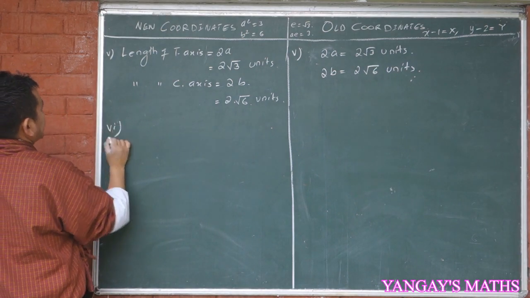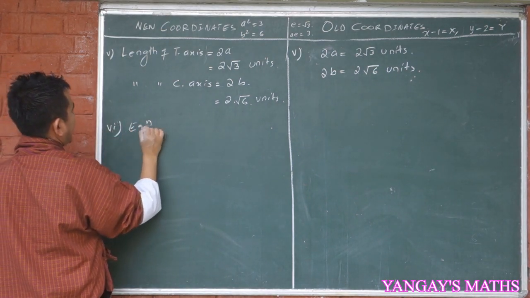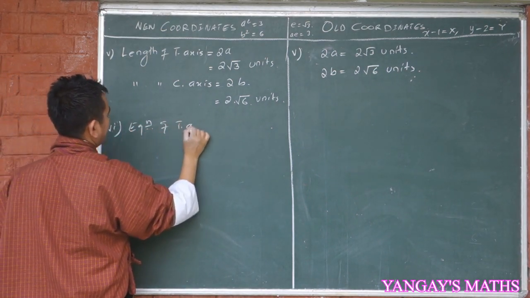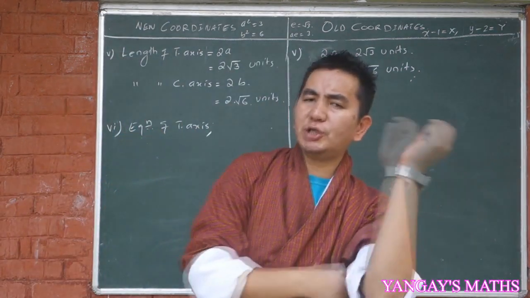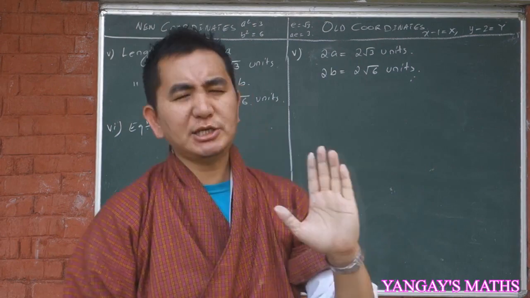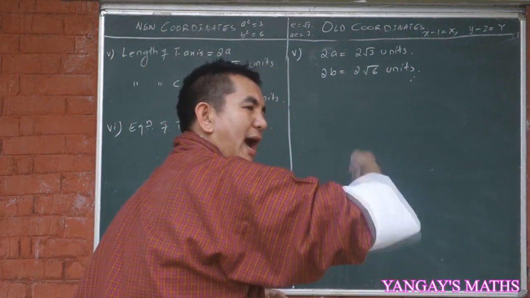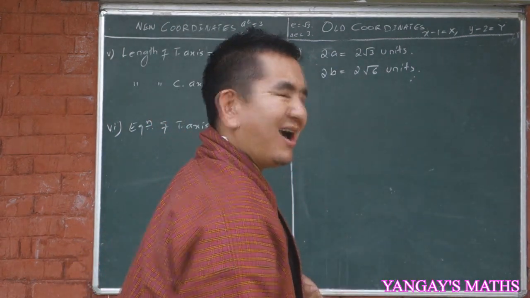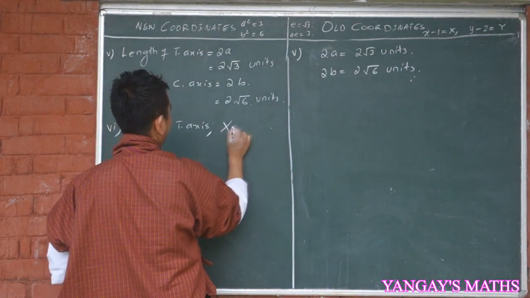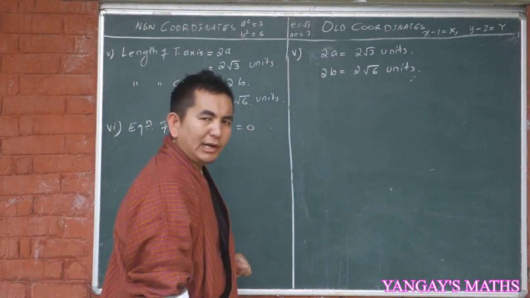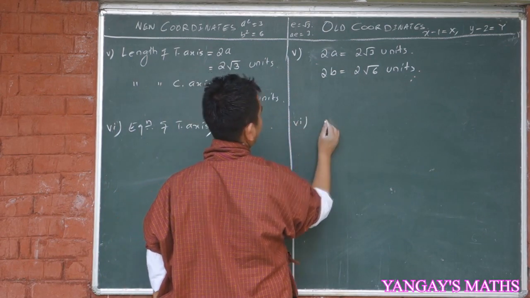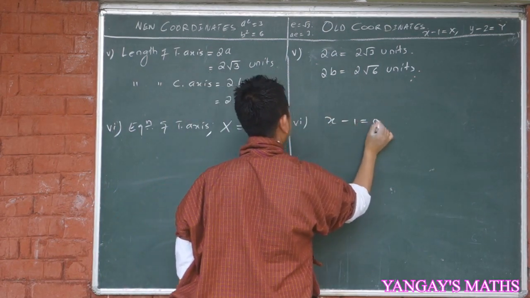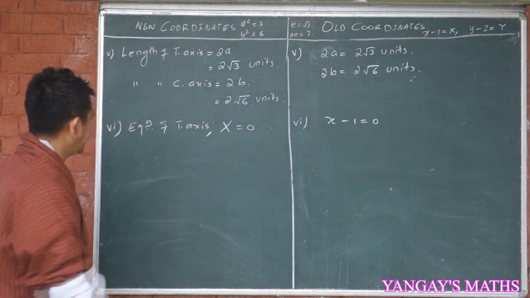Next, number 6, equation of transverse axis. The transverse axis is along the y-axis. It does not lie on the x-axis. So this becomes capital X is equal to 0. Substitute there. Here it is number 6. We have x minus 1 is equal to 0. This becomes the equation of the transverse axis.